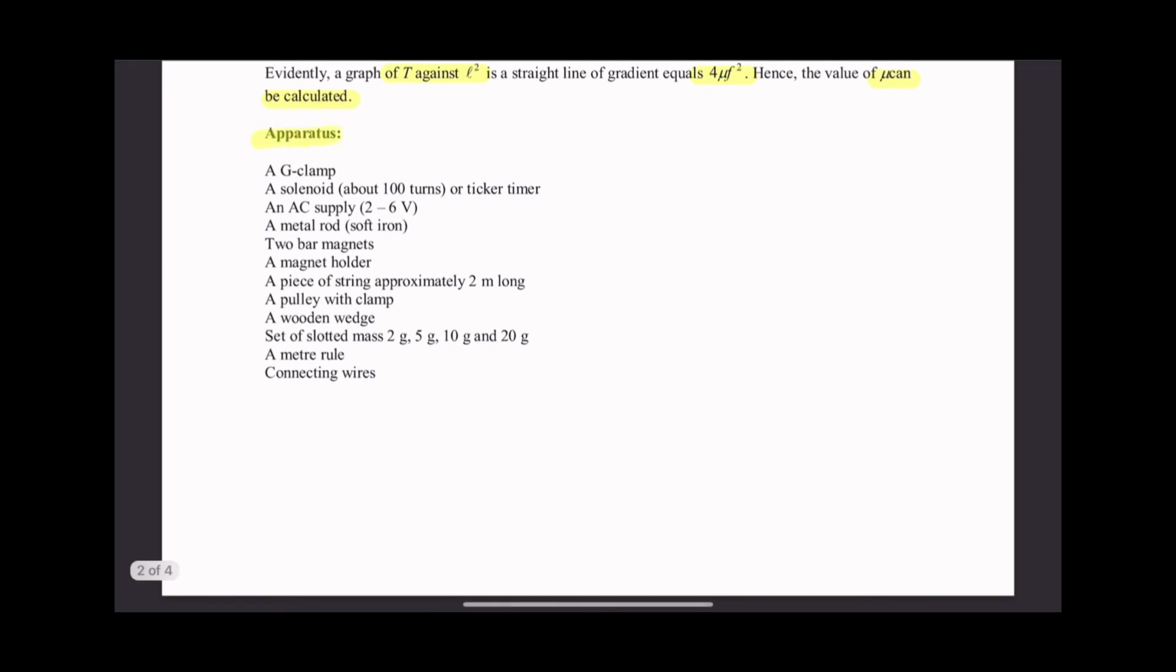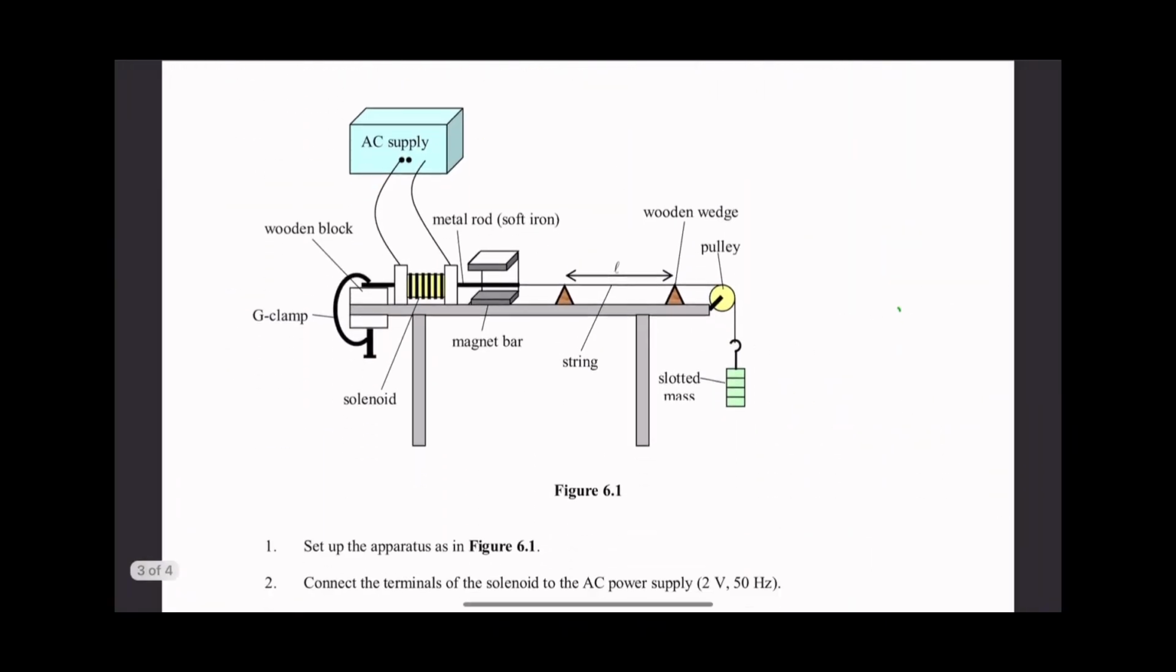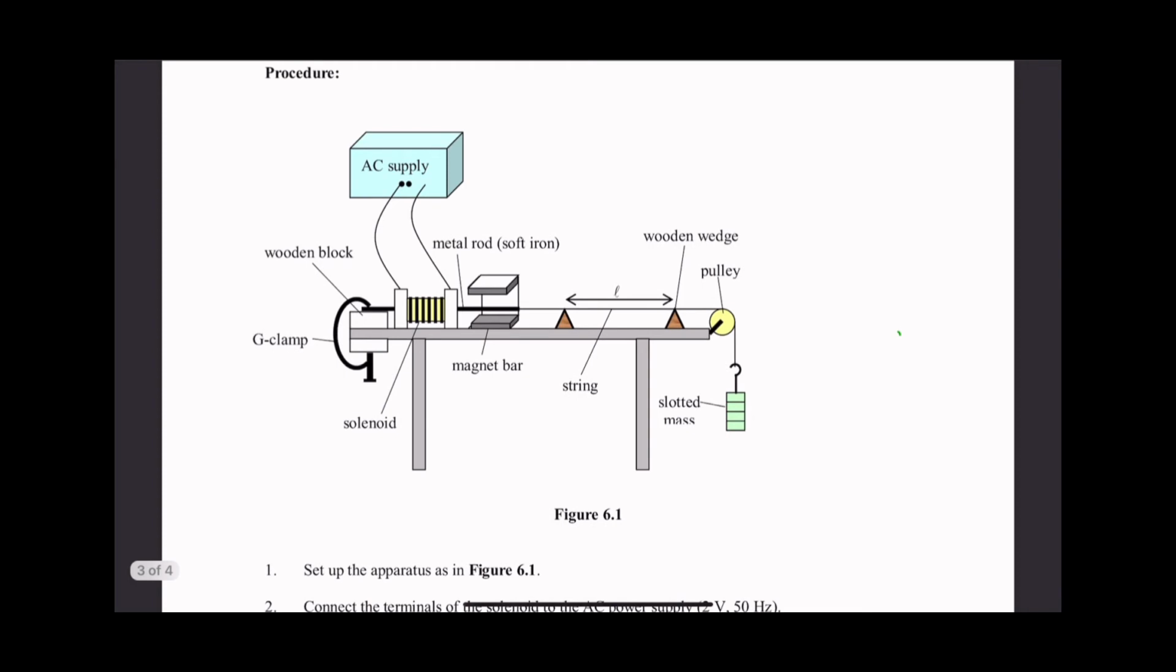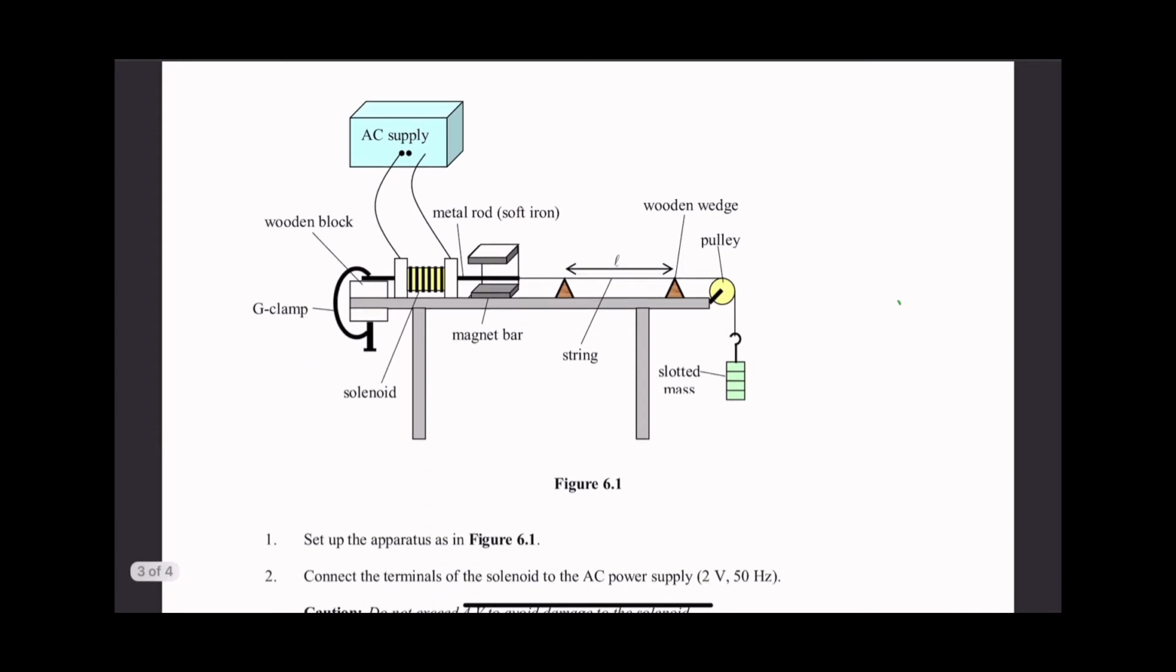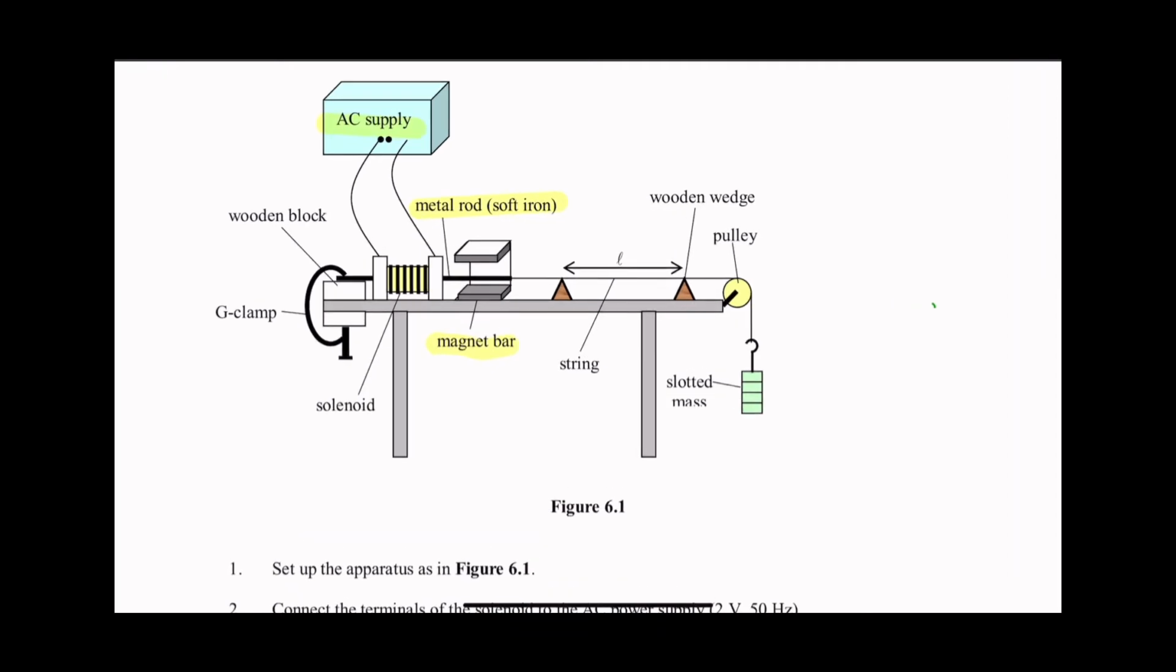So this is the apparatus that we use. We have a wooden wedge. This is a new item. This is the procedure, the setup of the apparatus. What you can see here, we have a metal rod, soft iron and a magnet bar, connected to an AC supply. Why? Because we want to produce a vibrating wire. This will vibrate the magnet to produce a wave.